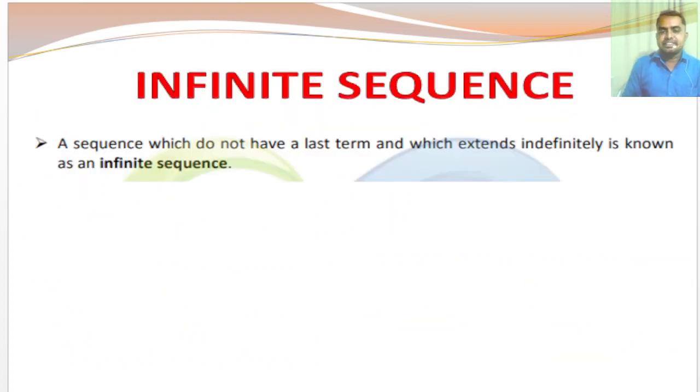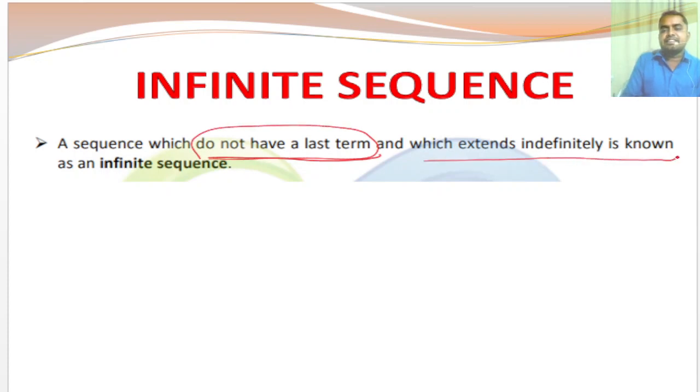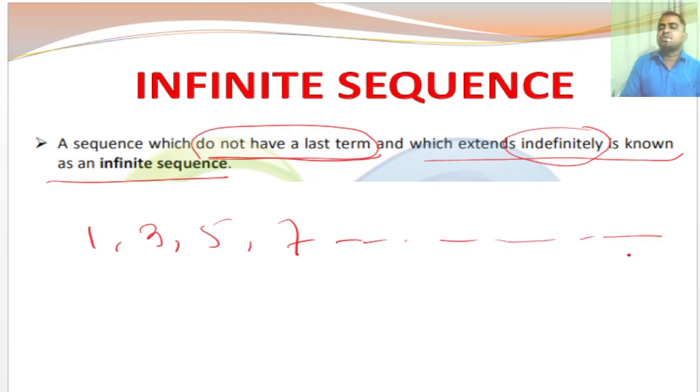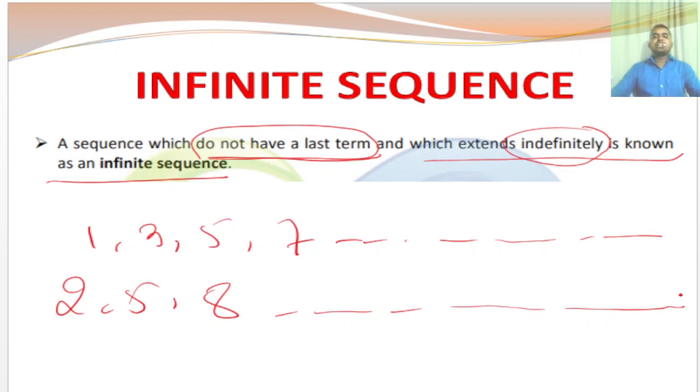Infinite sequence: a sequence which does not have a last term, which extends indefinitely, is known as an infinite sequence. For example, 1, 3, 5, 7. There is no end, it goes on indefinitely, so there is no last term here. 2, 5, 8, and so on. Here also there is no last term. Such sequences are called infinite sequences.